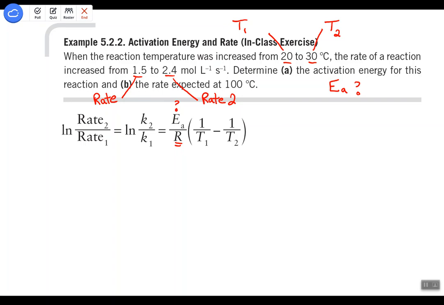Another way to remember is that the gas constant is in units per Kelvin. And that's another great way to remember that we need to convert these temperatures to Kelvin. So I'm going to write down, instead of 20 degrees Celsius, 293 Kelvin, and temperature 2, 303 Kelvin. I now have my rates, my temperatures. I've written down my variables so I can keep them straight. We can now plug in the values and solve for EA.